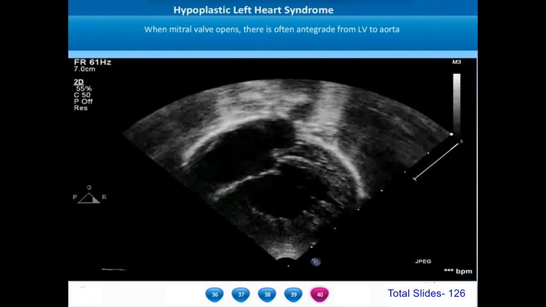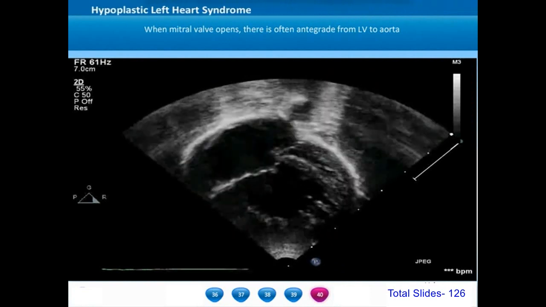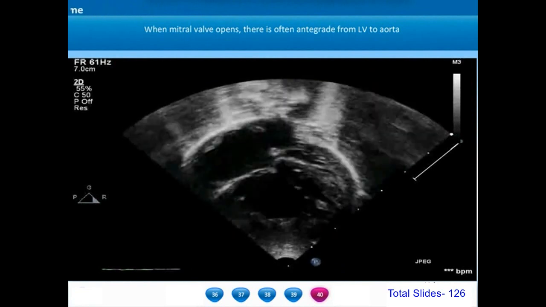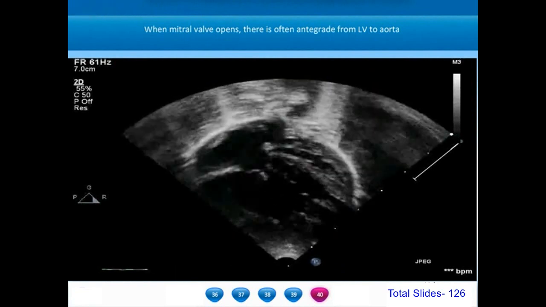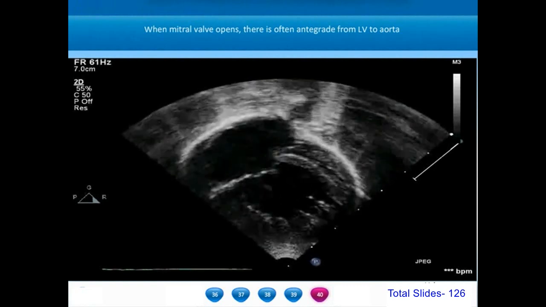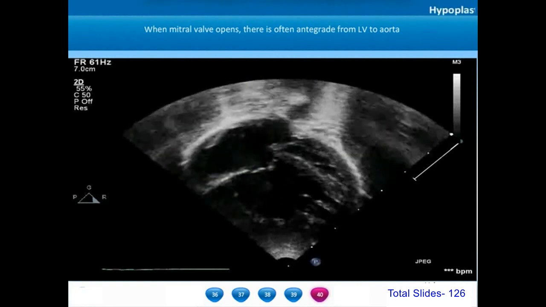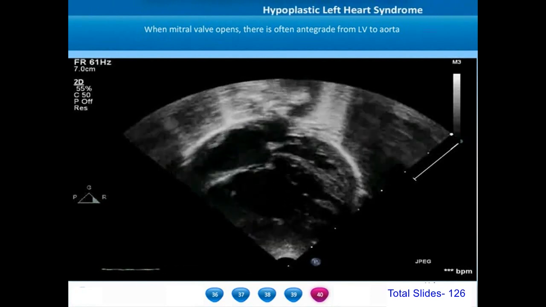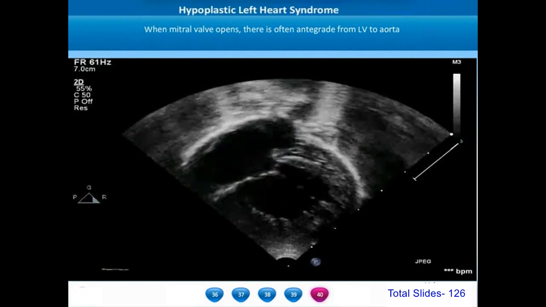When the mitral valve opens, there is often an antegrade blood flow from the LV into the aorta. If the left ventricle is better formed, then compared to the previous example, the left ventricular apex extends a little bit lower. Here you can see that the left ventricular cavity is marginally better formed than in the previous examples.